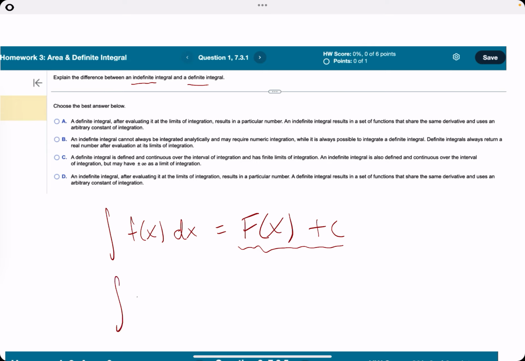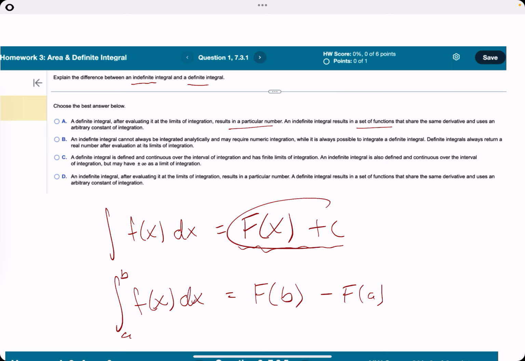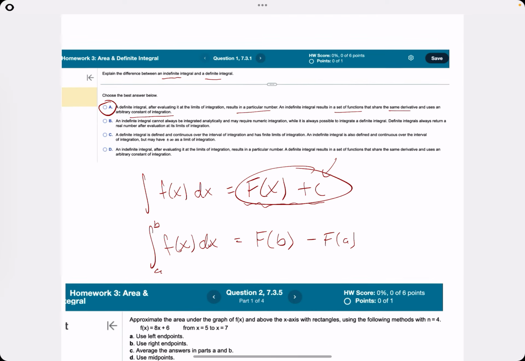Whereas if you integrate with definite bounds, a definite integral of f of x dx from a to b, you will get F of b minus F of a, the antiderivative at b and at a, then the difference between the two. So what it gives you is a specific numerical answer. It results in a particular number, where on the other hand, indefinite integrals result in a set of functions, a family of functions that share the same derivative and use an arbitrary constant of integration, the plus c. So a is our best choice here.